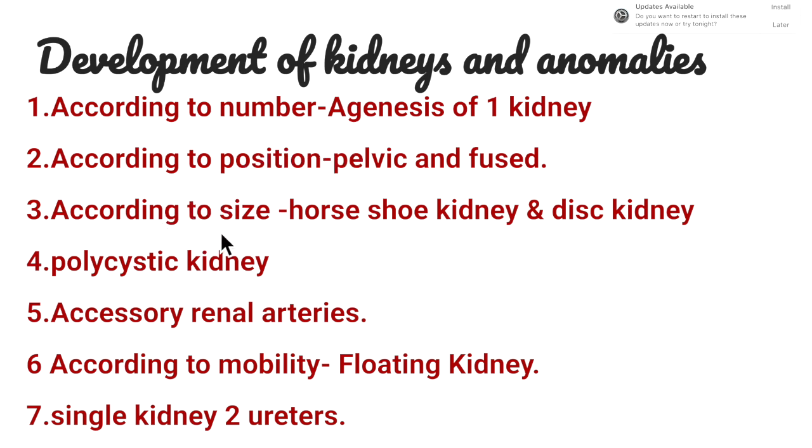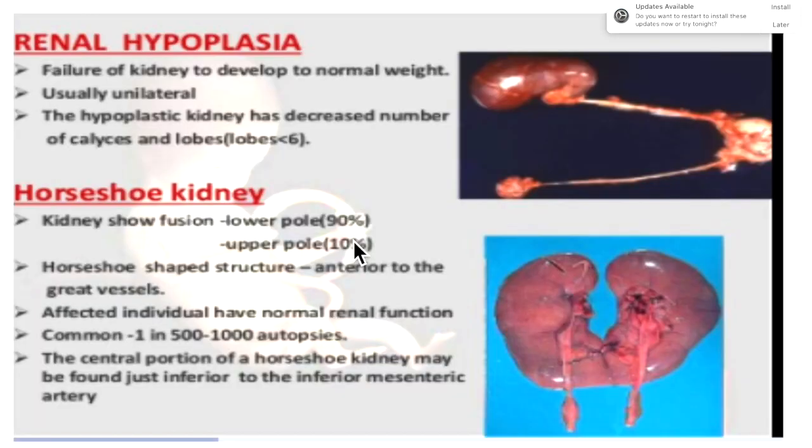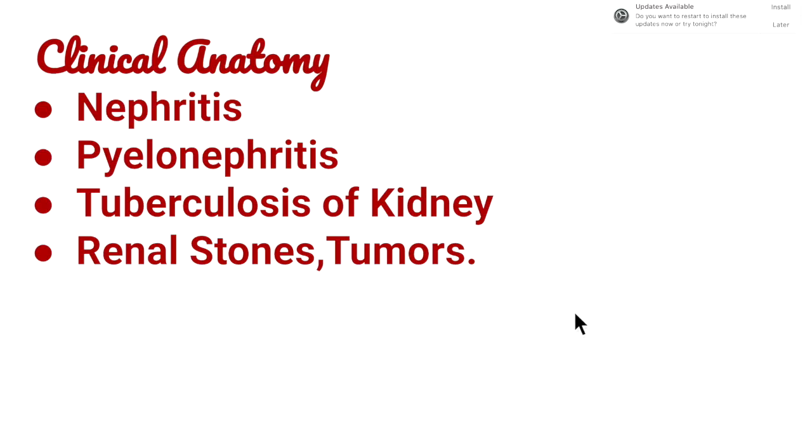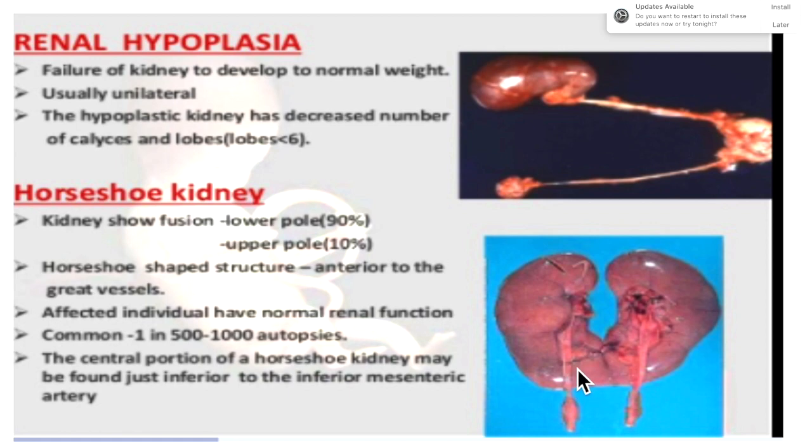If you see the third case, according to the size, the lower poles of both kidneys fuse together to form a horseshoe-shaped kidney. In this image you can see these are the two kidneys. These two lower poles of each kidney fuse together to form the horseshoe shape.